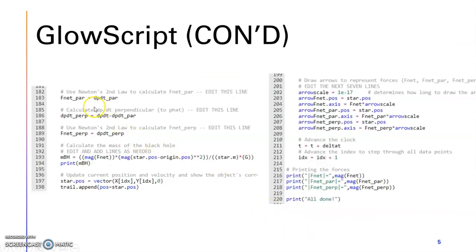And some more GlowScript. So we can see right here that the parallel component of the net force is equal to the parallel component of the change in momentum. Same for the perpendicular force. This is probably one of the most important lines. The mass of the black hole is equal to the magnitude of the net force times the magnitude of the radius, which is the distance between the star's position and the origin, also known as the planet, squared, divided by the mass of the star times the gravitational constant. This determines where the arrows are on the animation you'll see in a moment, and I just asked it to print all of these values for us.